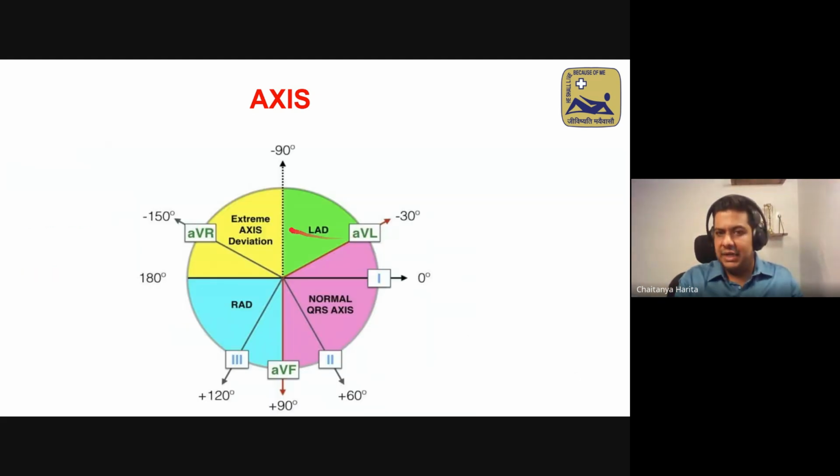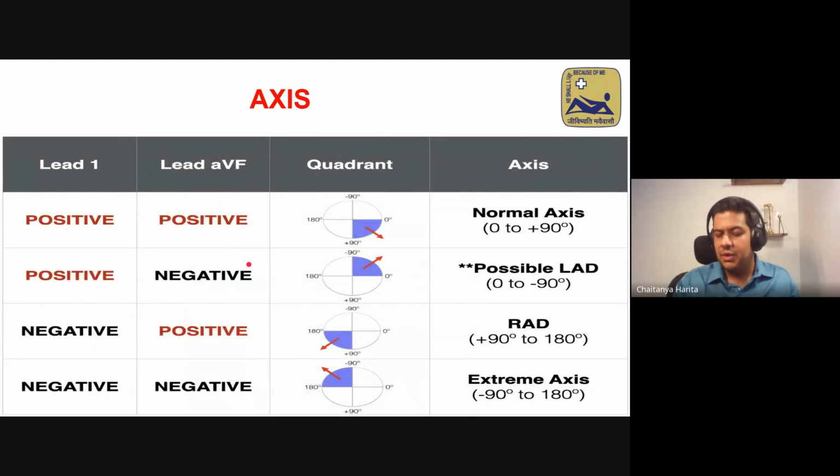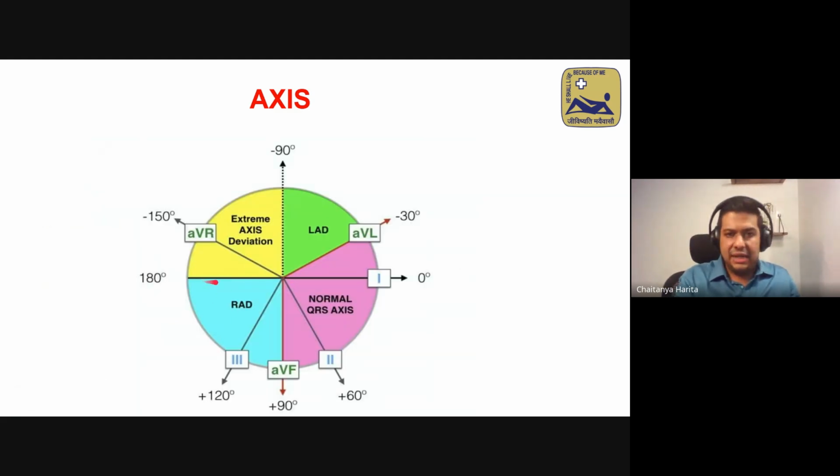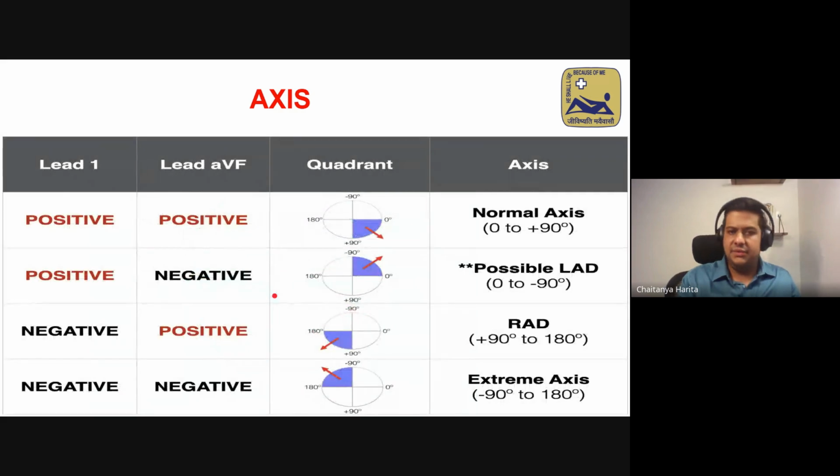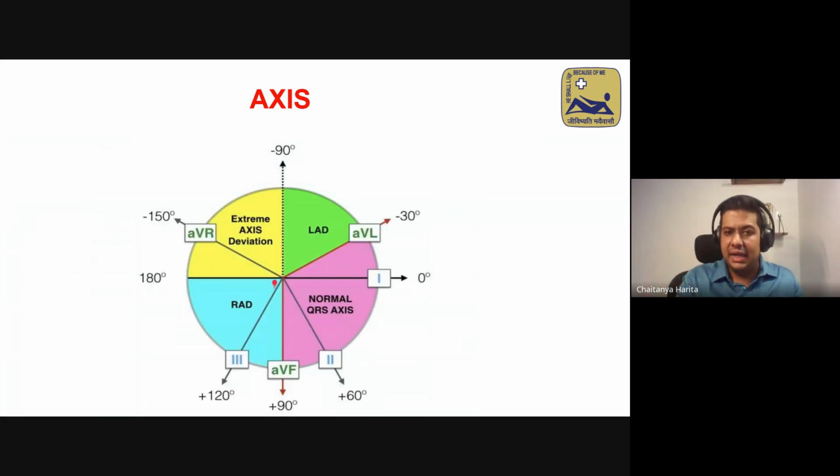If lead 1 is positive but AVF is negative, which means the impulse is going away, it falls under left axis deviation. Let's say lead 1 is negative, the impulse going away from the left arm, but AVF is positive, going towards the foot. The axis is called right axis deviation. And very, very rarely, both are negative. It's going away from lead 1 and AVF. This is called extreme or northwestern axis. It is very rare. It is usually because the leads are connected wrong.